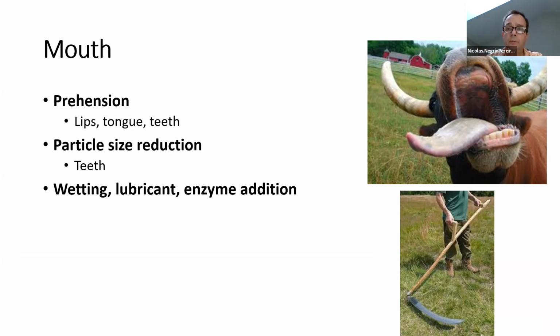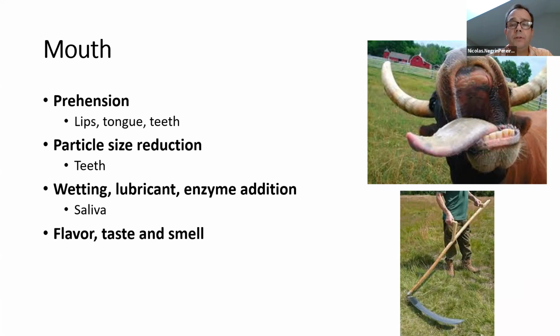It also acts as a lubricant, mainly through the saliva, the mucus present in the saliva. Saliva is about 99% water, and the other 1% is mucopolysaccharides, called mucin, which contributes to the slippery, lubricant function of the saliva, so the animal can swallow much better. And of course, in some species there is some enzyme addition, like amylases, in the case of humans and, for example, the dog.